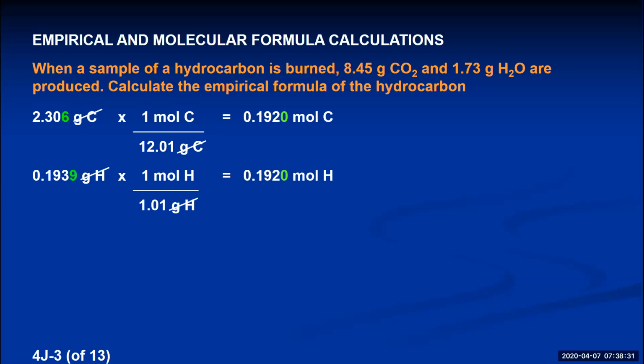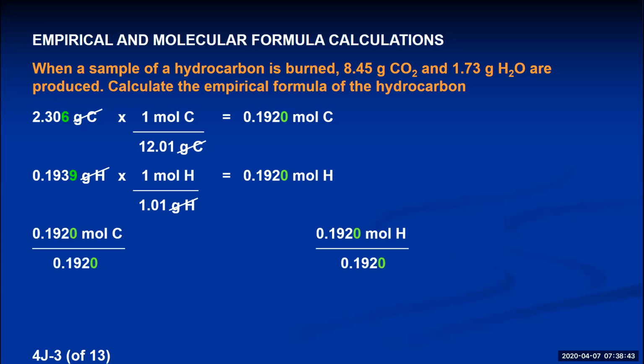Once you've calculated the moles of each of the elements in the compound, the mole ratio between those elements is the same as the atom ratio for the compound. This one we can actually see. If we divide them both by 0.192, this comes out to a 1-to-1 ratio. So this particular compound has 1 mole of carbon to every 1 mole of hydrogen, which means it has 1 atom of carbon to every 1 atom of hydrogen. So the empirical formula must be CH.